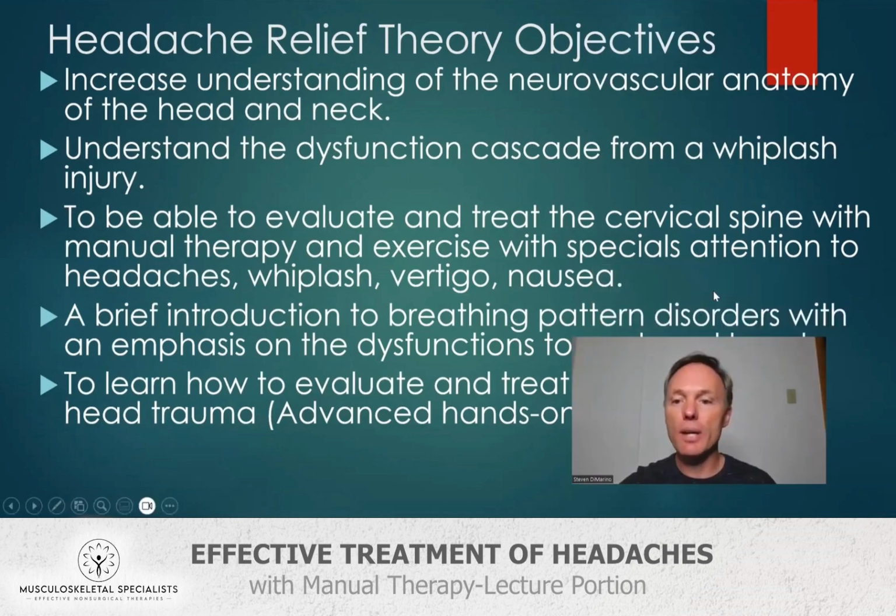So here's our objectives for what we're going to talk about here. We're going to increase the understanding of the neurovascular anatomy of the head and neck. Right? You got to understand the anatomy to work on it. And with the live class, we're going to take your fingers and say, okay, we're going to work on the jugular. We're going to put your fingers right on it, right? We're going to work the accessory nerve. We're going to put your fingers right on it.